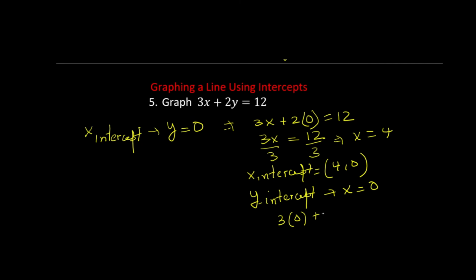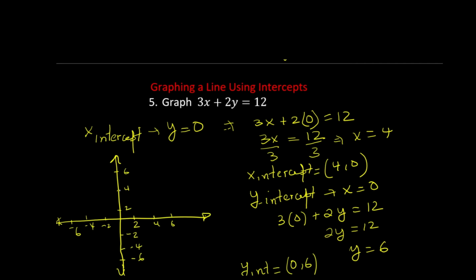Now find the y-intercept by plugging 0 for x. That gives 2y equals 12. Divide both sides by 2 and y equals 6. So the y-intercept is 0, 6. Now we need to plot the x-intercept, which is the point 4, 0 on the coordinate plane. Then we plot the y-intercept, which is 0, 6. After that, we connect these 2 points with a straight line to graph the equation.